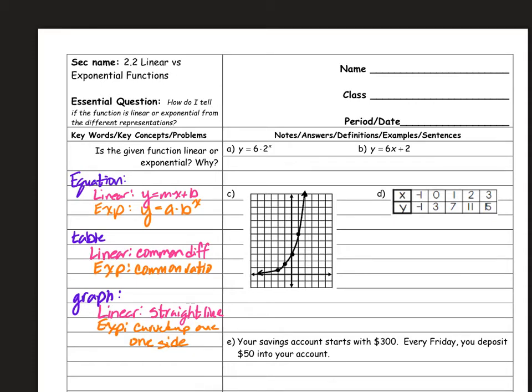And our fourth thing we're going to look at is a story problem. And when we get there, I'll tell you what we're going to do and how we're going to decide if it's linear or exponential, okay?